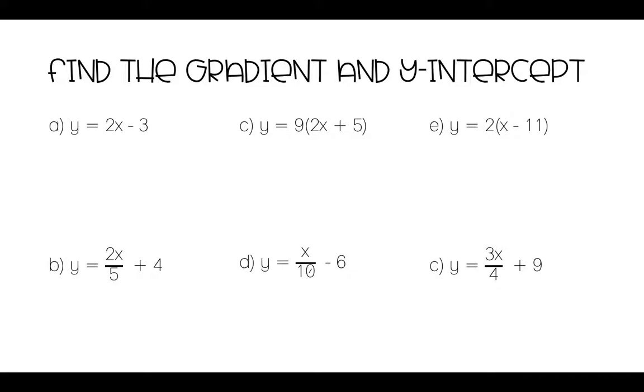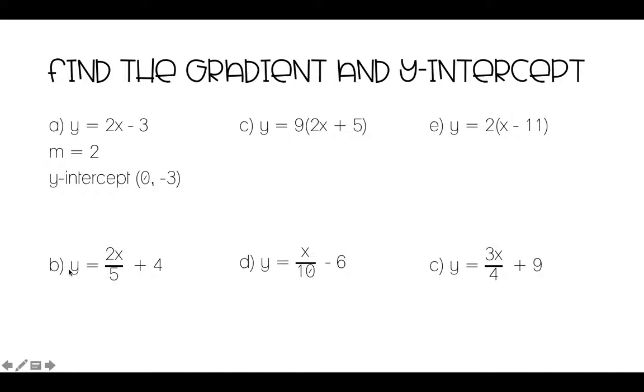So the first one, y equals 2x minus 3. The gradient is 2 and the y-intercept is (0, -3). And you can see that I wrote the intercept as coordinates. The y-intercept is negative 3, but it is also a coordinate because x equals 0 when y is at negative 3, and we have to say that here.